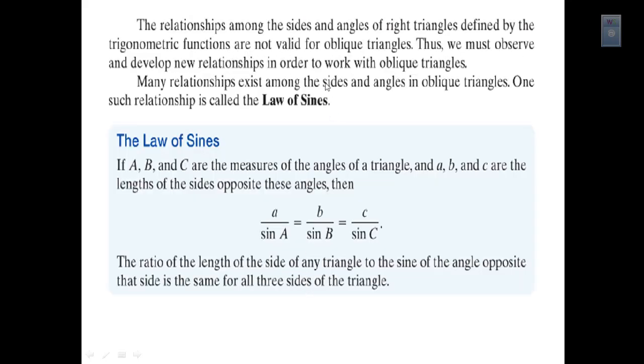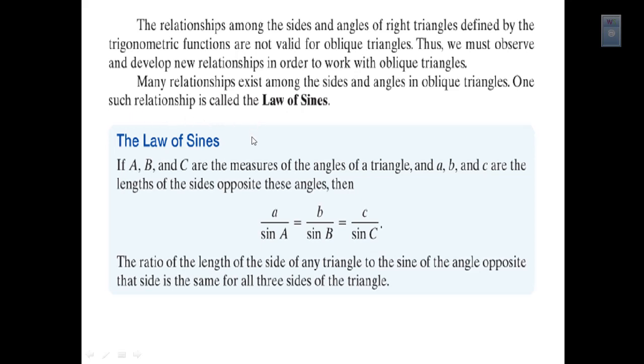Now, the relationships among the sides and angles of right triangles defined by trigonometric functions are not valid for oblique triangles. So we can't use the sine, the cosine, the tangent ratios because they are specifically for right triangles. Now, we must observe and develop new relationships in order to work with oblique triangles. Many relationships exist among the sides and angles in oblique triangles.